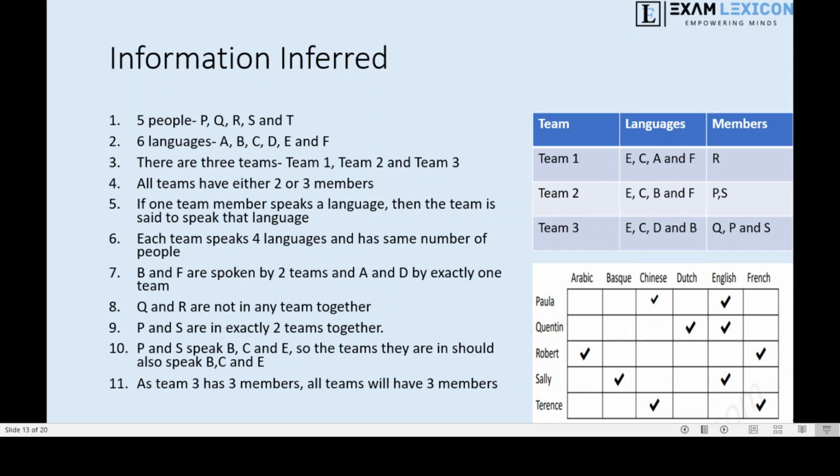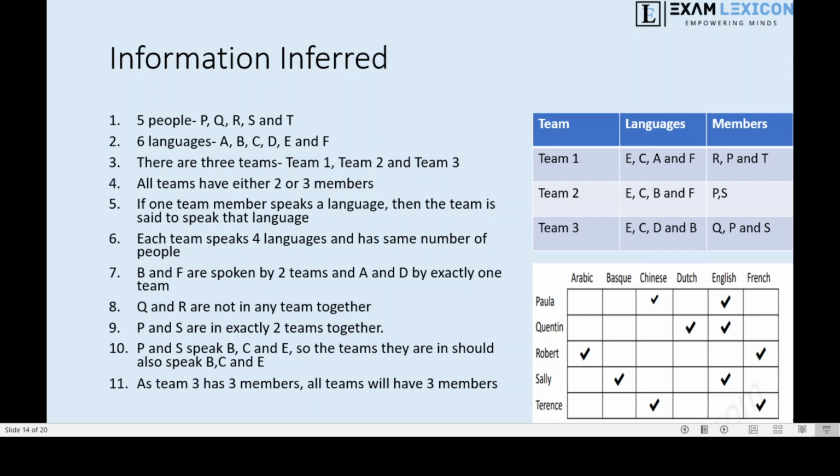And similarly, if we look at Sally, Sally speaks Basque and English. So if we include Sally in team 1, then we will also have to include Basque in the languages column, and then it will take the total of languages to number 5, right? So we can also cross Sally off the list. So there are only 2 remaining people, Paula and Terence. So we can add P and T in the members column.